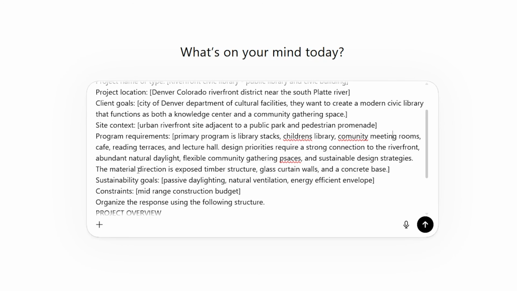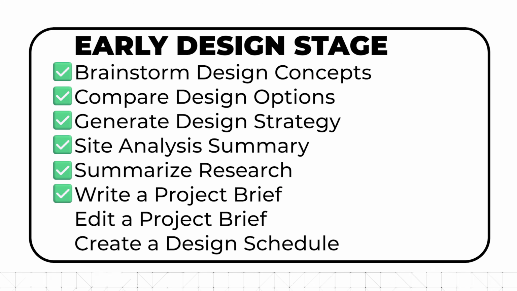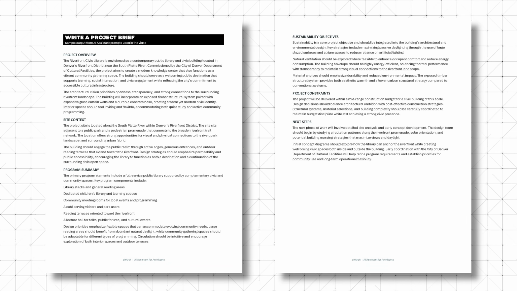Design priorities will require a strong connection to the riverfront, abundant natural daylight, flexible community gathering spaces, and sustainable design strategies. The material direction is exposed timber structure, glass curtain walls, and a concrete base. Sustainability goals, passive daylighting, natural ventilation, and energy-efficient envelope. Constraints, it's a mid-range construction budget. After you're done, press Enter or the Send icon. And here's the output from that prompt.